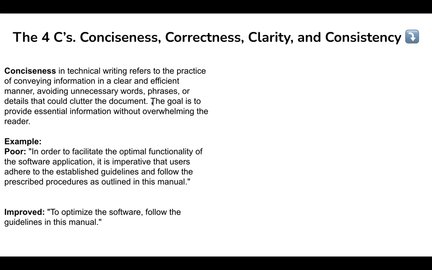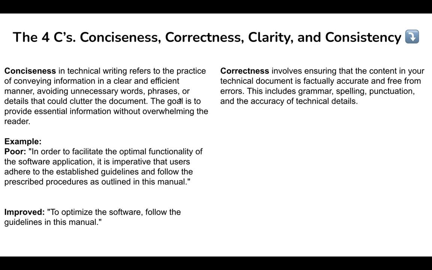Moving on, the second one is correctness. Correctness involves ensuring that the content in your technical document is factually accurate and free from errors, right? This includes grammar, spelling, punctuation, and accuracy of the technical details. This means your explanation of the technical concepts has to be correct. Your code has to be correct and work properly, right?